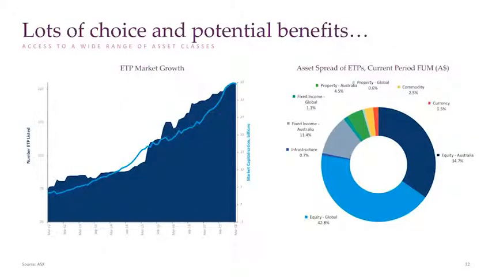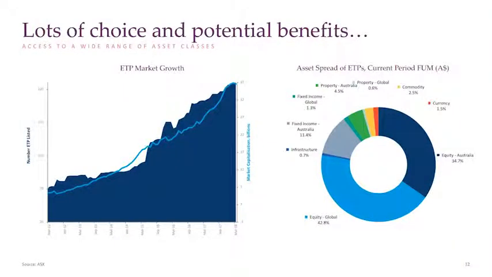I think the first point to make here is that there's been a lot of good that's come out of this period. Investors have enjoyed very good returns, as we know, across most asset classes, whilst at the same time a lot more choice has opened up. What this depicts is the Australian landscape, and a lot has happened in a very short period of time. On the left-hand side, that depicts the growth in exchange traded products since 2012. The number of products has grown from circa 70 to now over 220.